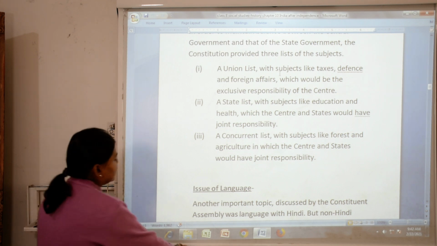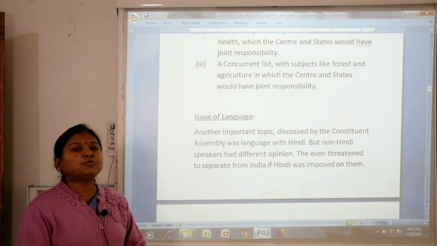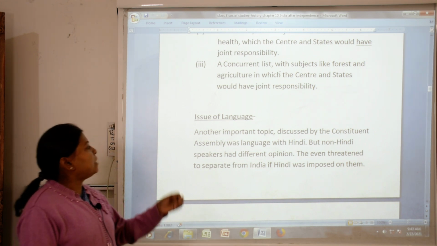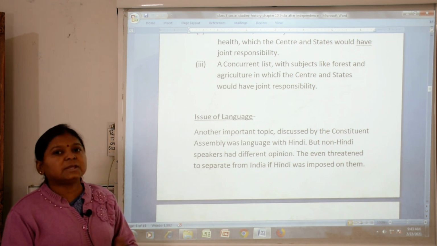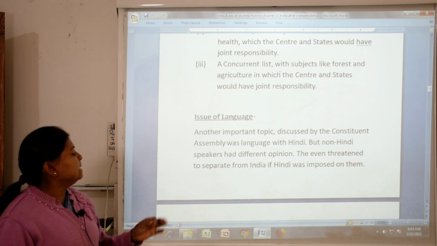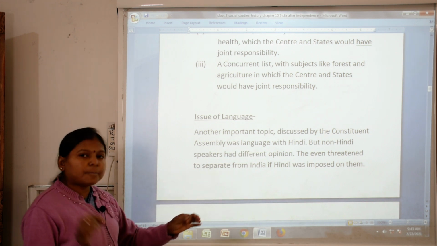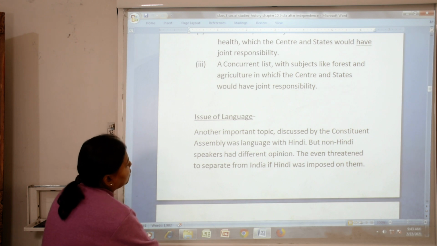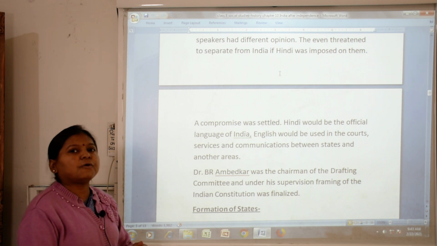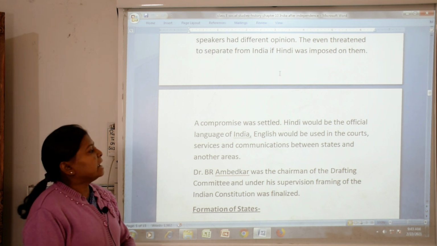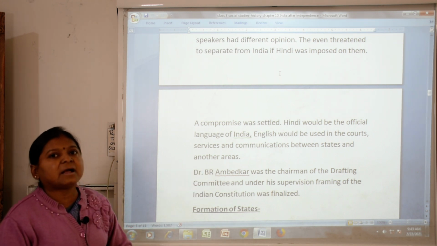Now, after that, what happened in our country? There was a big issue of language, meaning which language should be used or not. Another important topic discussed by the Constituent Assembly was the language, with Hindi. But non-Hindi speakers had a different opinion. They even threatened to separate from India if Hindi was imposed on them. So, a compromise was settled. Hindi would be the official language of India, and English would be used in courts, services and communications between the states and other areas.